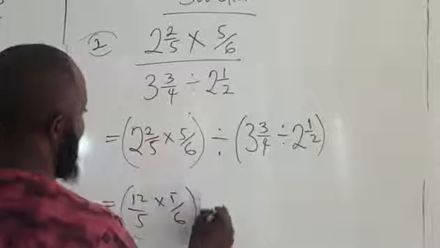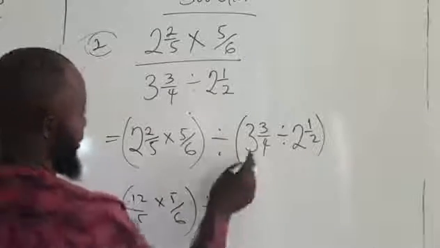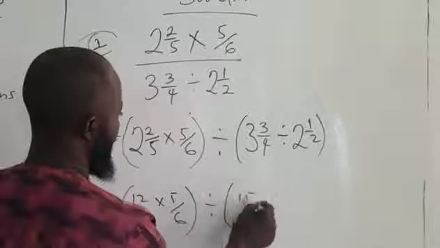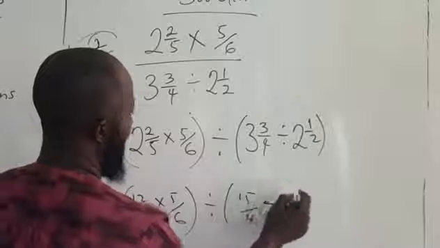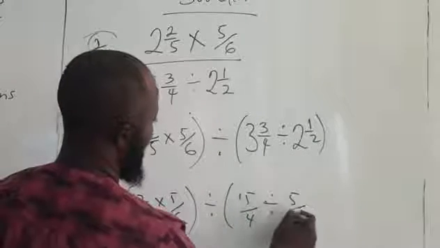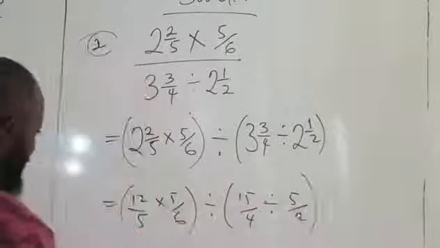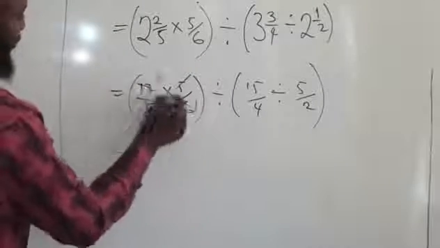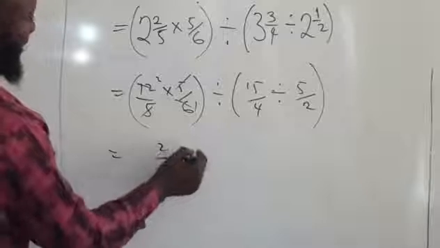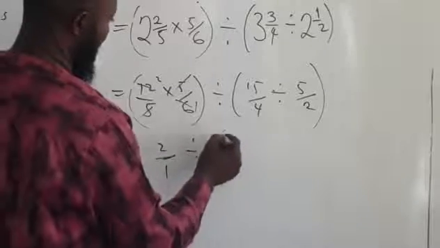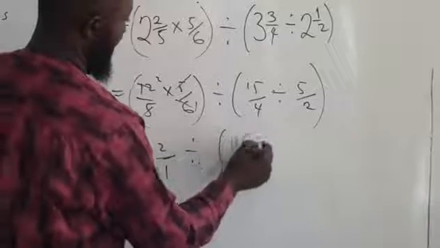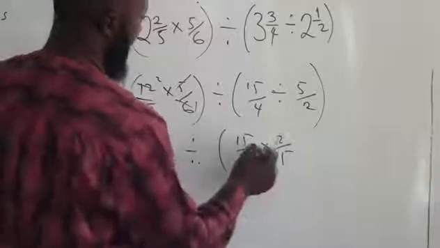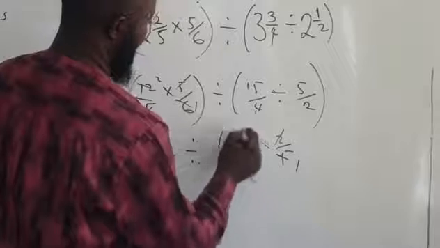Let's close it, divided by, change this one again. So this will be 15 over 4 divided by 5 over 2. Close it. So this one, we give a 5 here 1, 5 here 1, 6 here 2, and this is 2 over 1. Then divided by, we can change this one. This will be 15 over 4 times 2 over 5.